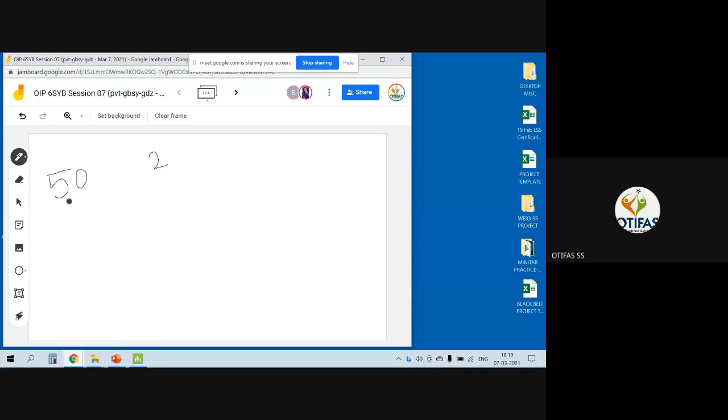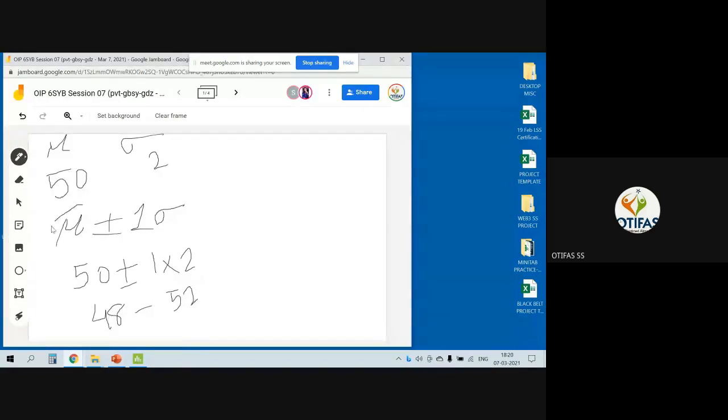Now, what is the range of values for mean plus or minus 1 standard deviation? The mean is 50, plus or minus 1 times the standard deviation, which is 2. So the range of values is 48 to 52. So when you say 48 to 52, it is nothing but mean plus or minus 1 sigma. Now, what percentage of data falls in this range? 68%.